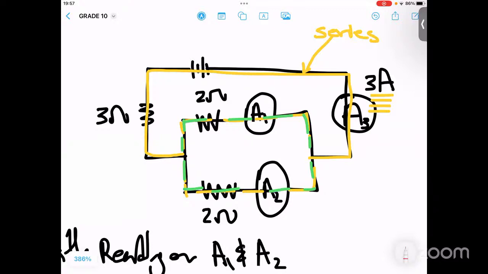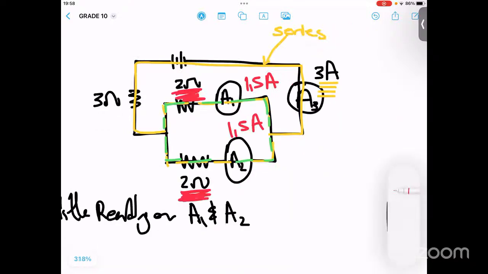Okay, let me quickly answer and I will give a reason. In this case, it's because the resistors on this side and the resistors on this side are equal. So it is going to split equally. Here it is going to be 1.5 amperes, and this side is also going to be 1.5 amperes. The reason is that the resistance on this side of A1 is the same as the resistance on this side of A2.